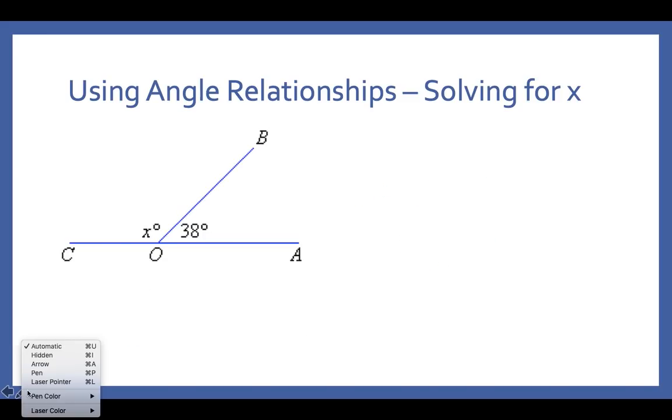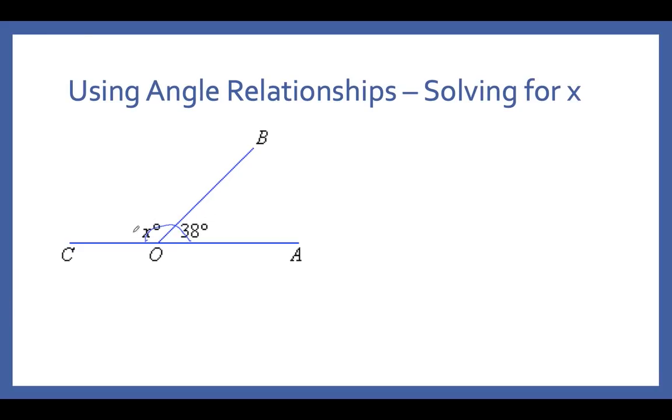This time, if you take a look, we have a straight angle. I see it right here. C to O to A is a straight angle. And if I have two angles that make a straight angle, they're called supplementary angles. And supplementary angles add up to 180 degrees.